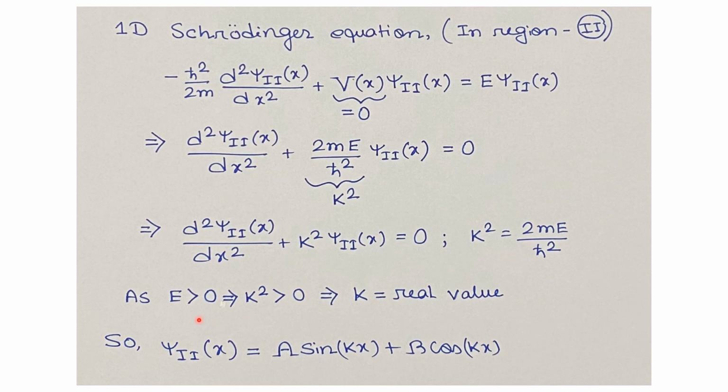Now for our case, the energy of the particle is greater than 0, that is E greater than 0. It concludes that k square should be greater than 0, so k has a real value. For this kind of condition, the solution of the equation will be psi 2 as a function of x equals a times sin kx plus b times cos kx. Here a and b are constants.